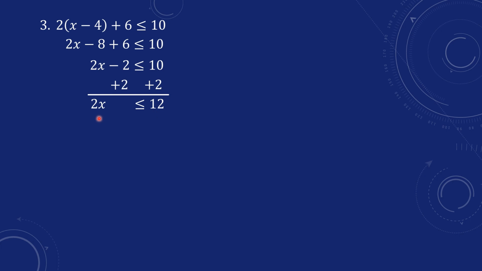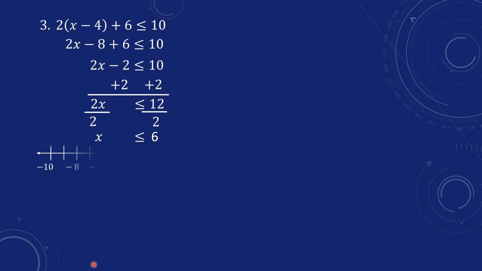This is 2x or 2 times x. The inverse operation of multiplication is division. So we are going to divide both sides of the inequality by 2. Divided by 2, divided by 2. 2x divided by 2 is x. 12 divided by 2 is 6. So this is now x is less than or equal to 6. The values of x are all real numbers less than 6, including 6.